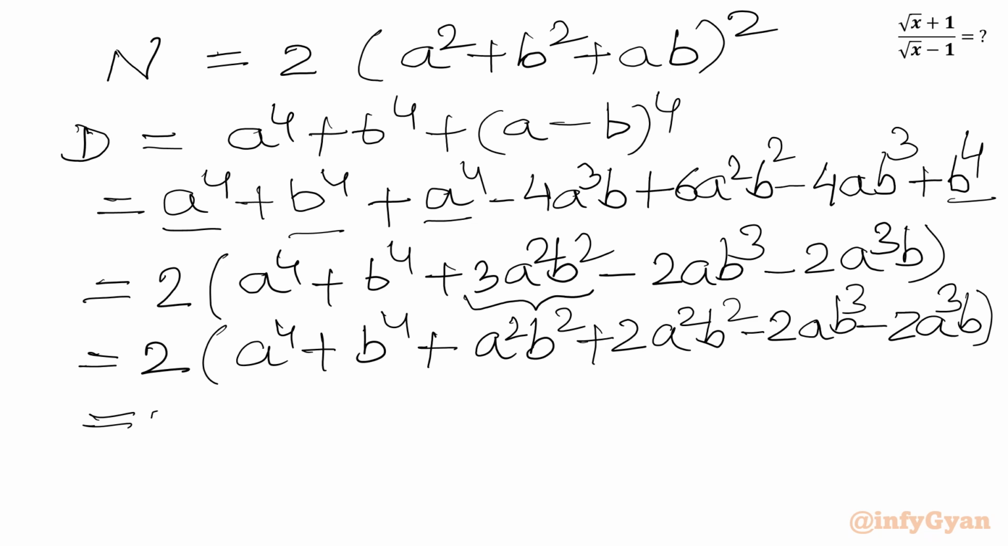This will be equal to 2 times. Similarly, we will write a power 4 as (a square) whole square. B power 4 will be (b square) whole square.